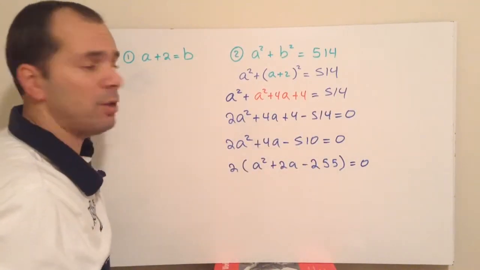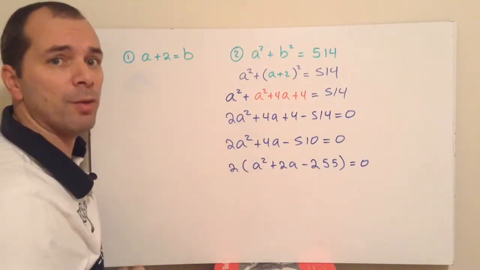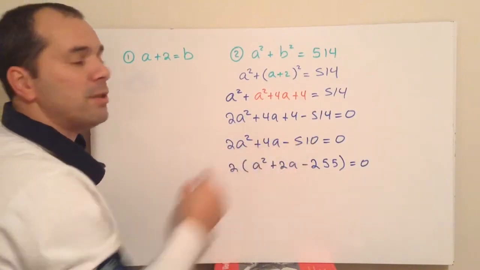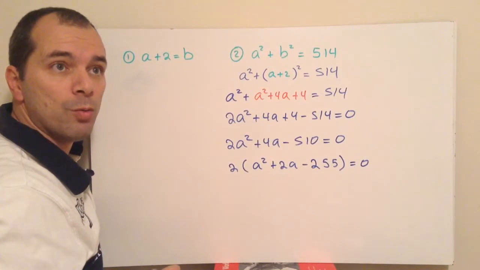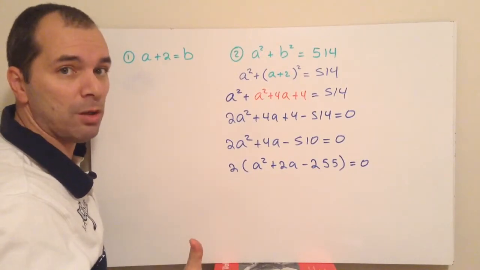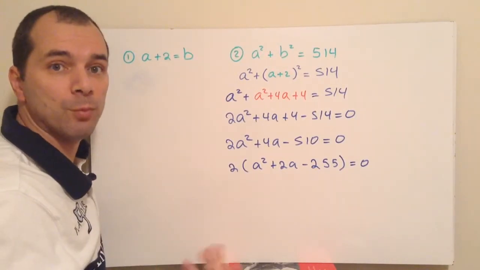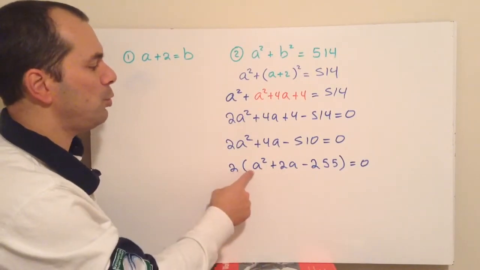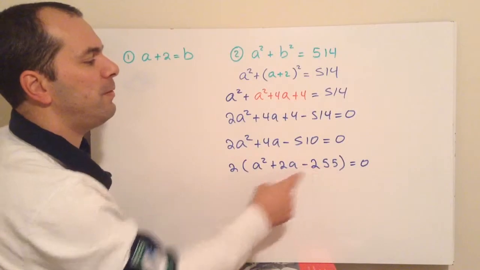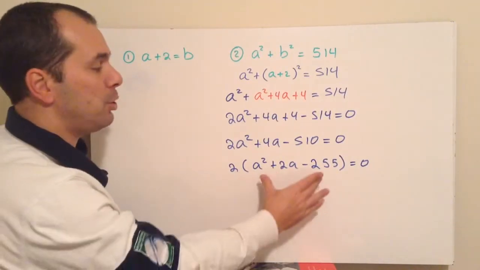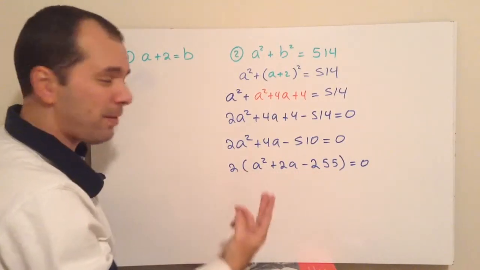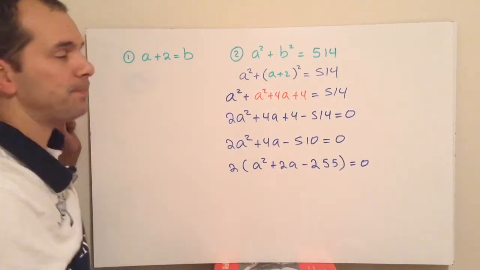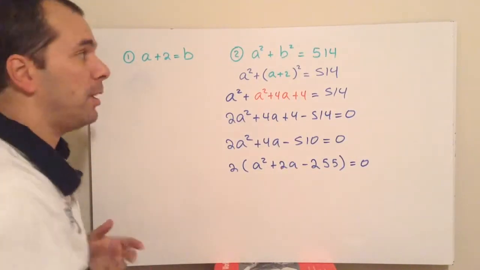If you need to stop the video, by all means, please make sure that you can follow these steps. But basically, I end up with 2A squared plus 4A minus 510. So now I have a choice. I can factor and solve, or I can use the quadratic formula. Now, I always take common factor regardless of what I'm going to do. So 2 times (A squared plus 2A minus 255). And then I decide, this is a simple trinomial, so if I can find two numbers that multiply to 255 that are 2 apart, then I'm set. If not, I'll use the quadratic formula.